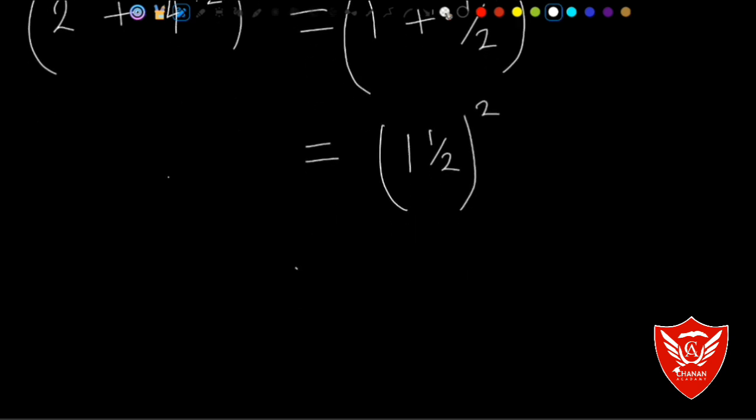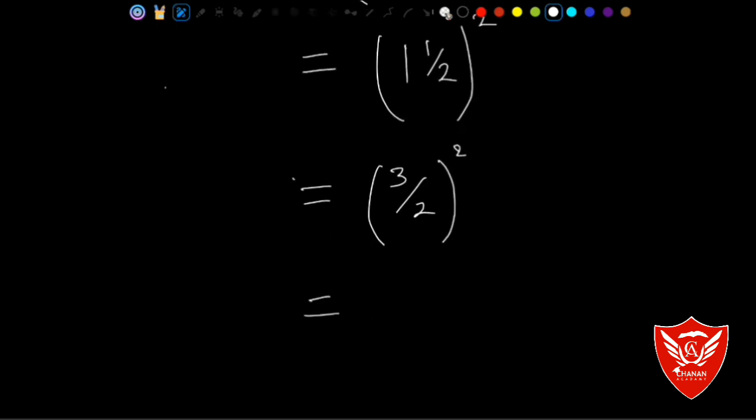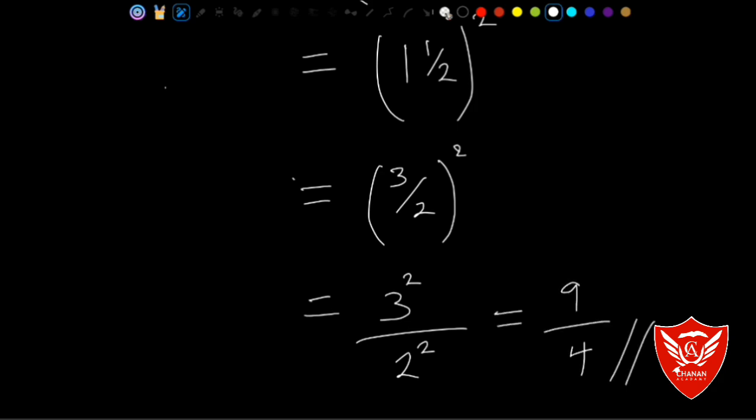So let's make this become an improper fraction. It becomes (3 over 2) squared. This is then equal to 3 raised to the power of 2 over 2 raised to the power of 2, which is equal to 9 over 4. So this is our answer.